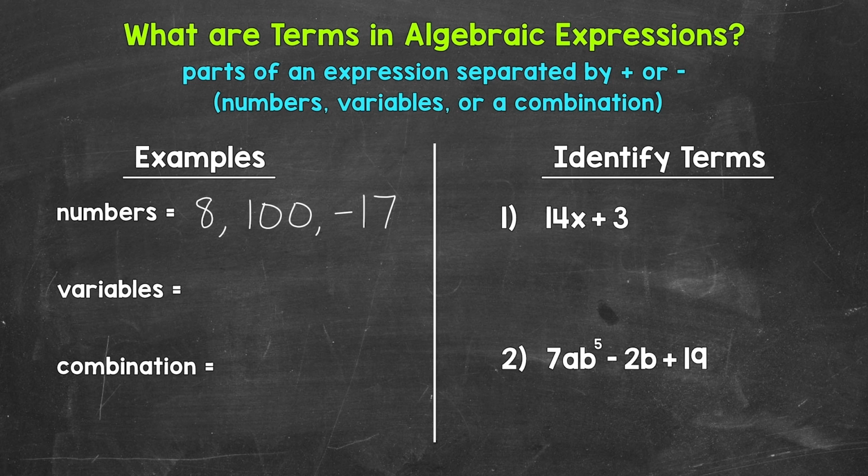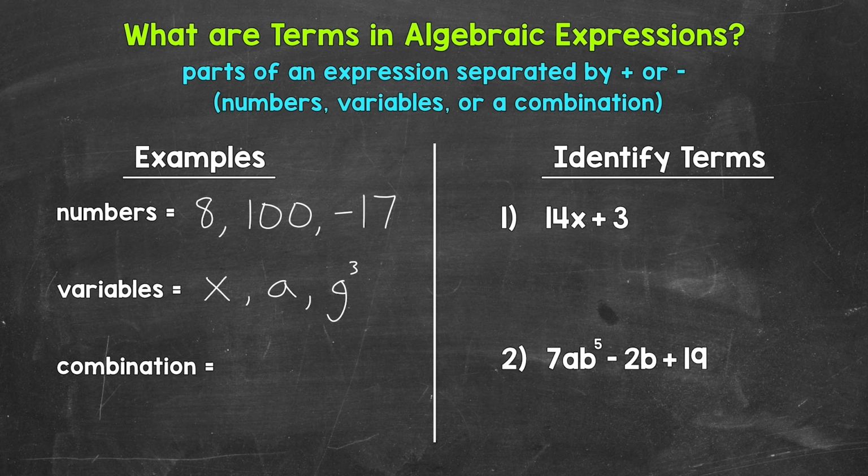Some examples would be x, a, and g cubed. Terms can involve exponents, so something to keep in mind. Now, the value of variables can vary. The value can change. For example, x can equal 5, 30, or whatever the case may be in the given algebraic expression. And then lastly, we can have a combination of numbers and variables.